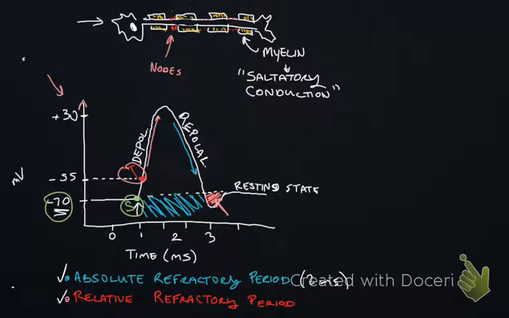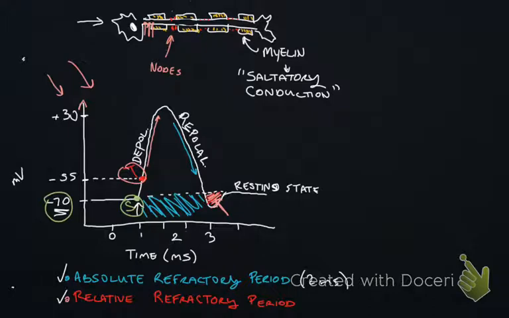So what happens is that when we fire an action potential, that has to happen like here, here, here, and then again, and again, and again, and again along the axon.